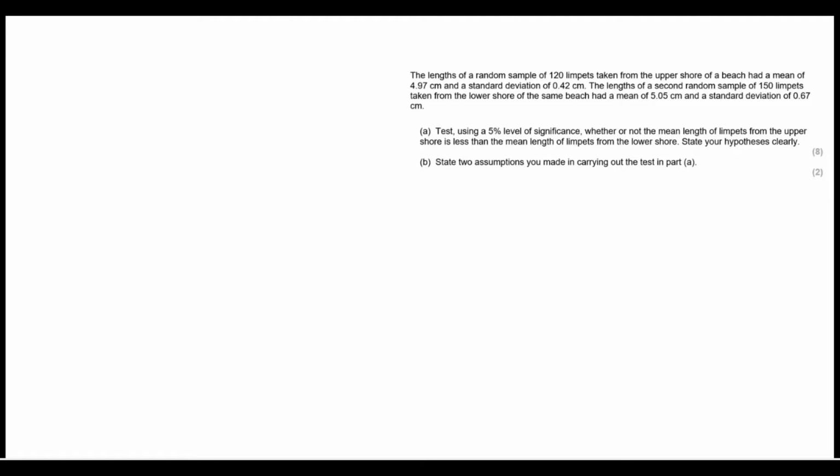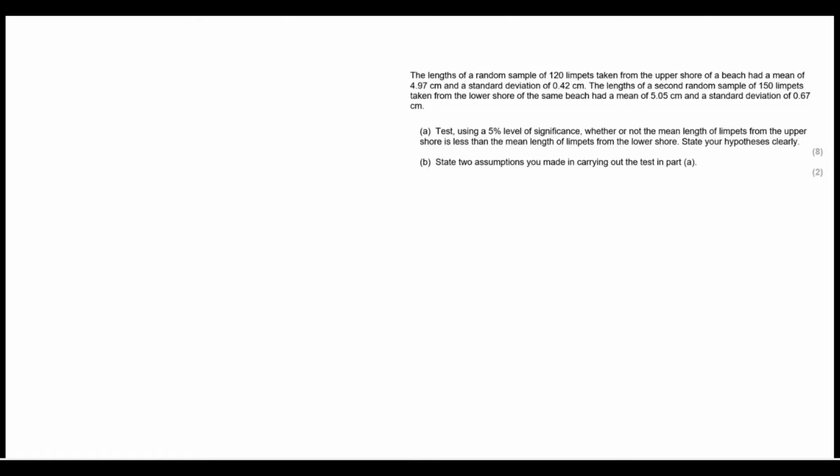In this question, we're told that the lengths of a random sample of 120 limpets taken from the upper shore of a beach had a mean of 4.97 centimeters and a standard deviation of 0.42. The lengths of a second random sample, this time 150 limpets, were taken from the lower shore of the same beach, and they had a mean of 5.05 and a standard deviation of 0.67 centimeters.